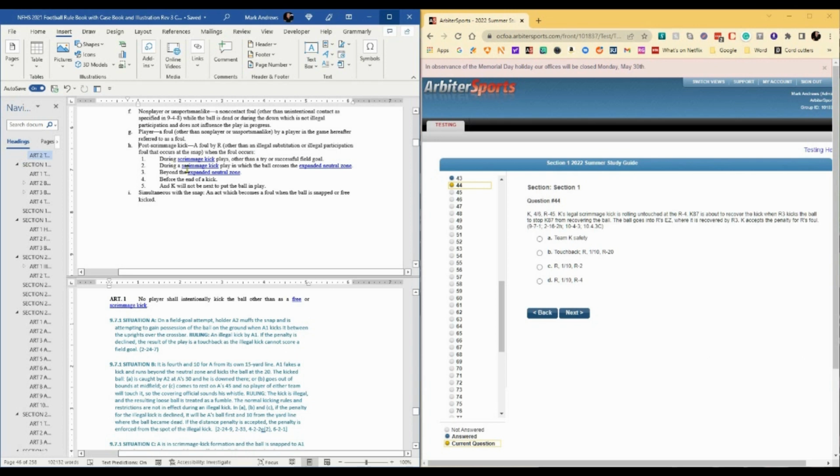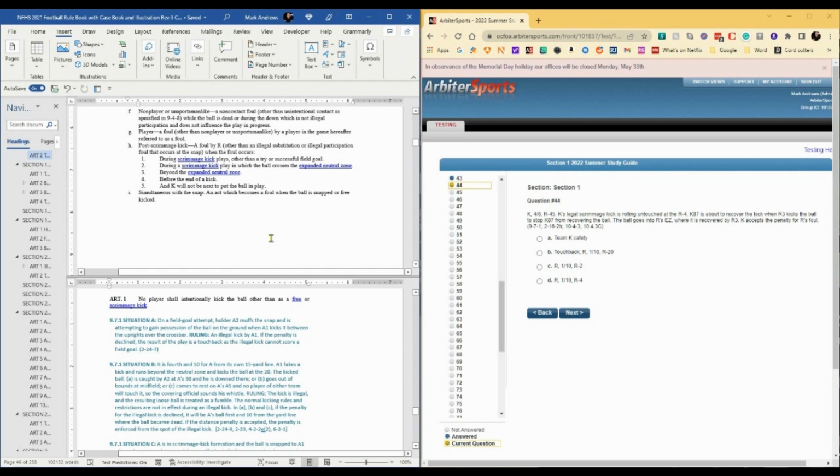When the foul occurs during a scrimmage kick, which is what we have, during a scrimmage play in which the ball crosses the expanded neutral zone, yes. The foul occurs beyond the expanded neutral zone, yes. Before the end of the kick. Now, the end of the kick is when the ball becomes dead, either by going out of bounds or by becoming in possession by R. So that's what happened here. Has R recovered? R3 recovered it in the end zone. So that's the end of the kick. Okay, and the foul occurred before that. And K will not be the next to put the ball in play. That's true as well. So this is a post-scrimmage kick foul.